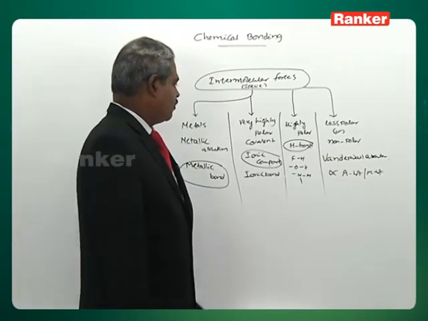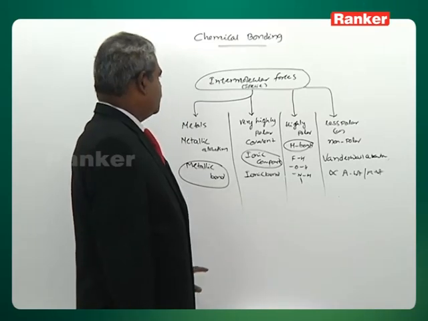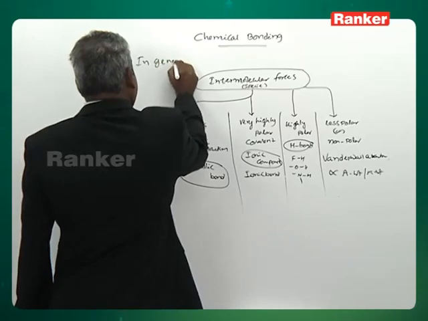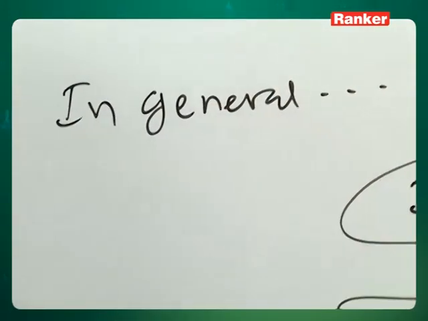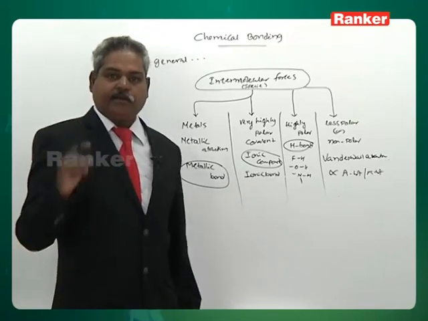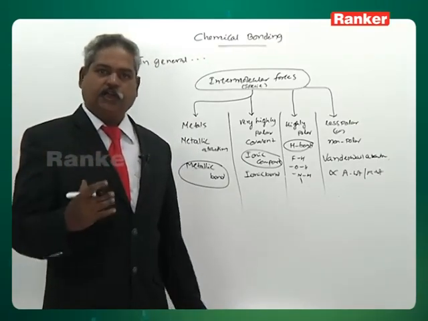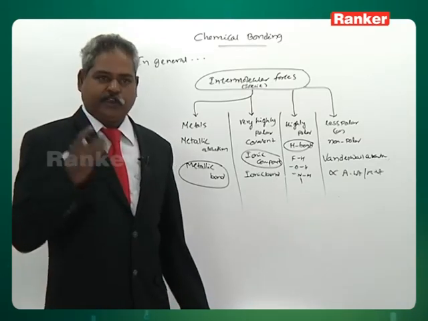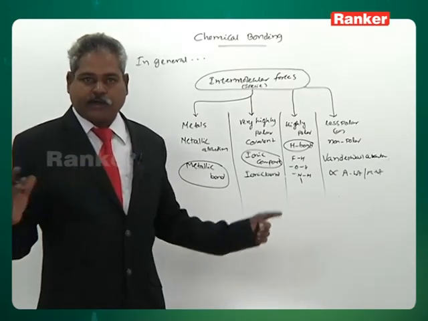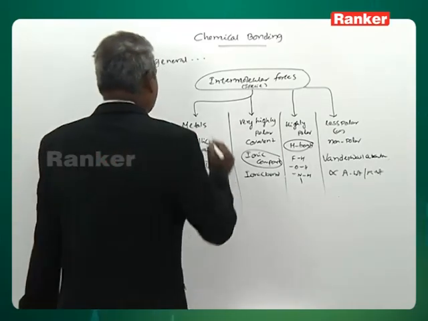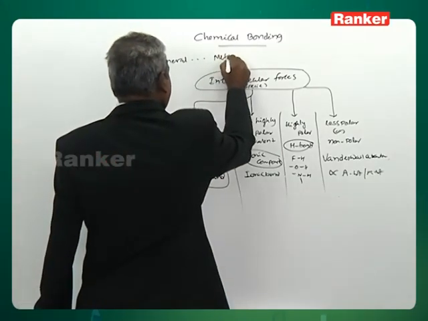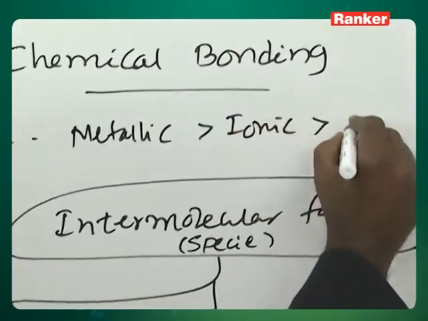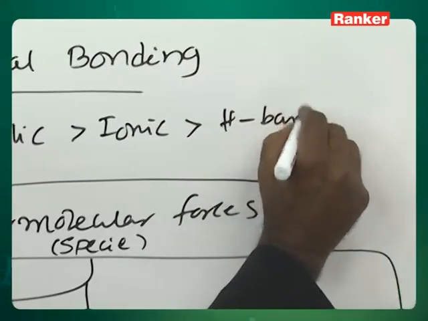Okay? Therefore, boiling points in general, and I warn you, whether we write this or not, behind every statement in chemistry, you should always think in general. There can always be exceptions, and ours is not a job to worry about exceptions. Learn the large, broader spectrum, 99%. In general, metallic bonds are stronger than ionic, stronger than hydrogen bond, stronger than van der Waals.